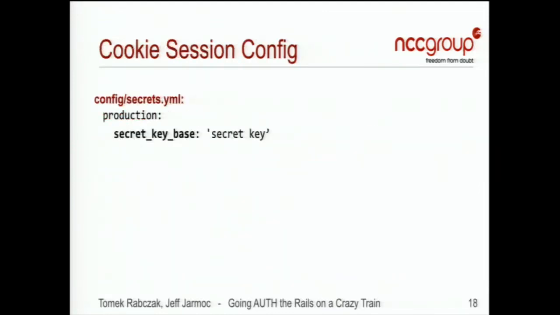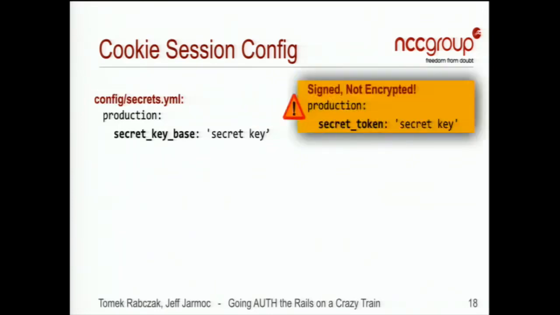On the cookie sessions, the encryption key is stored in config secrets. It's broken down by environment, so if you have production, development, staging, and so on. And then it's defined as secret key base. Now, if you have a value called secret token instead of secret key base, what you get is a serialized, base 64 encoded and signed cookie. The difference there is that it's still signed, so you can't tamper with it unless you know the key, but you can decode it and view its contents.